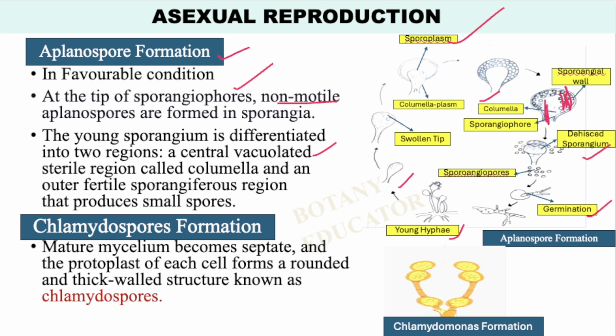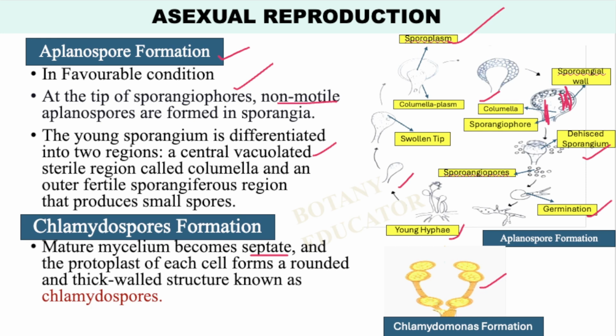Then chlamydospore formation also takes place. The mature mycelium becomes septate, right? In this, the septa formation takes place, and the protoplasm of each cell forms a rounded thick wall structure, right? These thick wall structures you can see in this diagram. These thick wall structures are nothing but chlamydospores, right? So chlamydospore and aplanospore formation take place, and asexual reproduction occurs in Rhizopus.